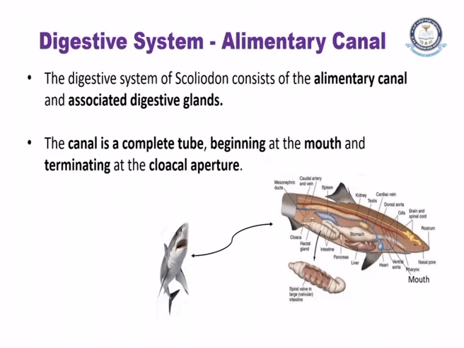Digestive system or the alimentary canal. As we all know, the digestive system of Scoliodon consists of the alimentary canal. In general, any digestive system consists of the alimentary canal and the accessory glands or digestive glands. In the same way, Scoliodon also has an alimentary canal and associated digestive glands. The alimentary canal is a complete tube-like structure. It begins with the mouth and ends with a cloacal aperture.